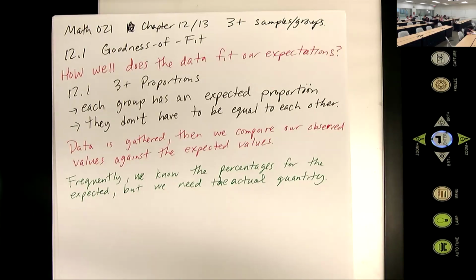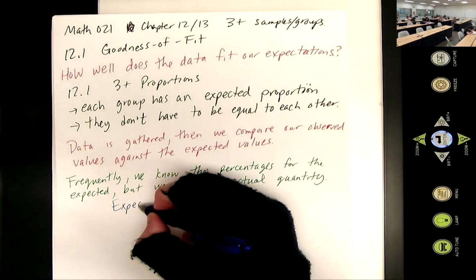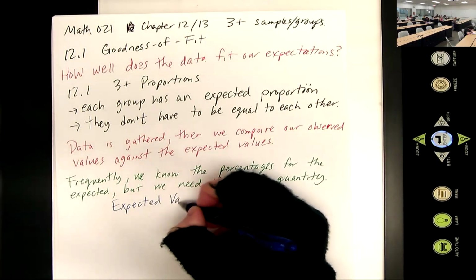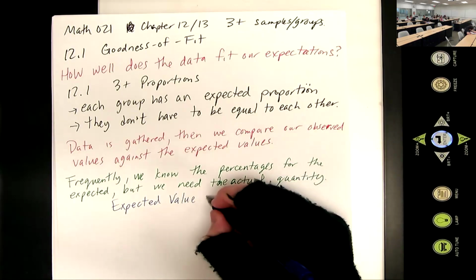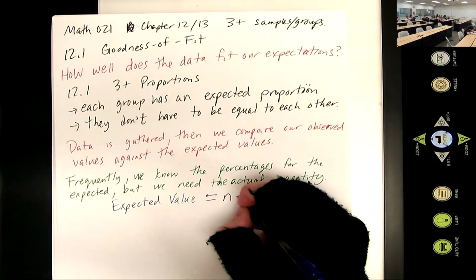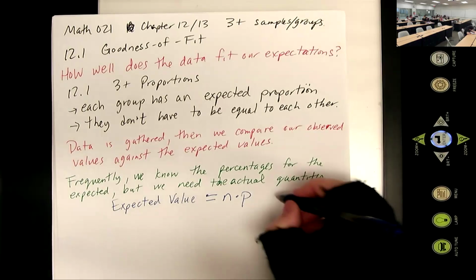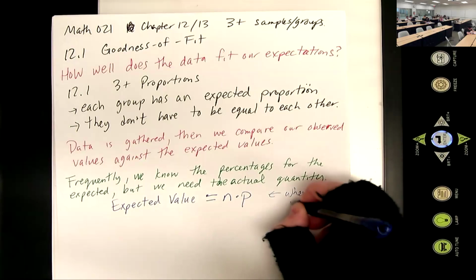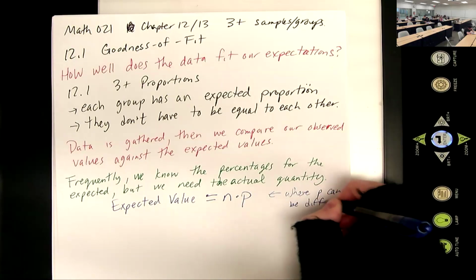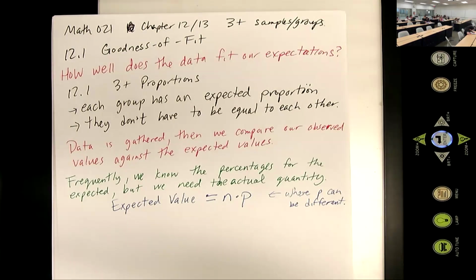So we've done this operation before. We will find our expected value for each one, which is going to equal n times p, where p is different for each one, or can be different. So oftentimes we have to actually multiply this out to find out what the expected value is.